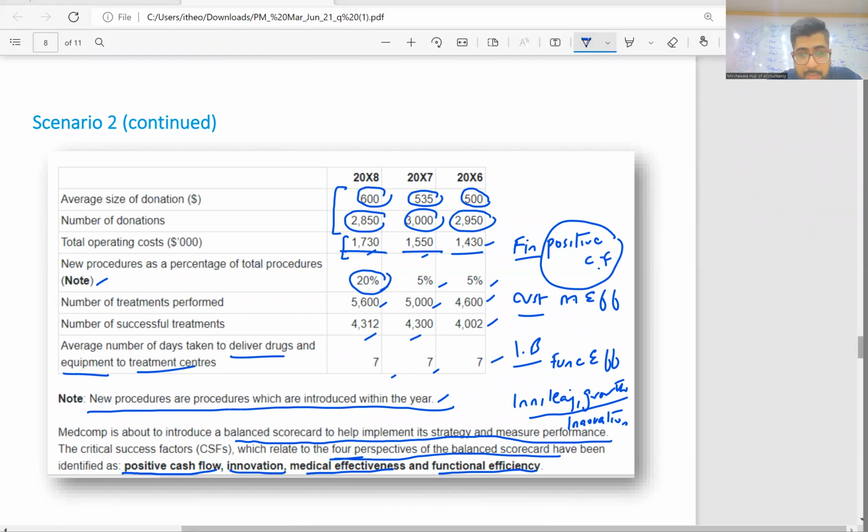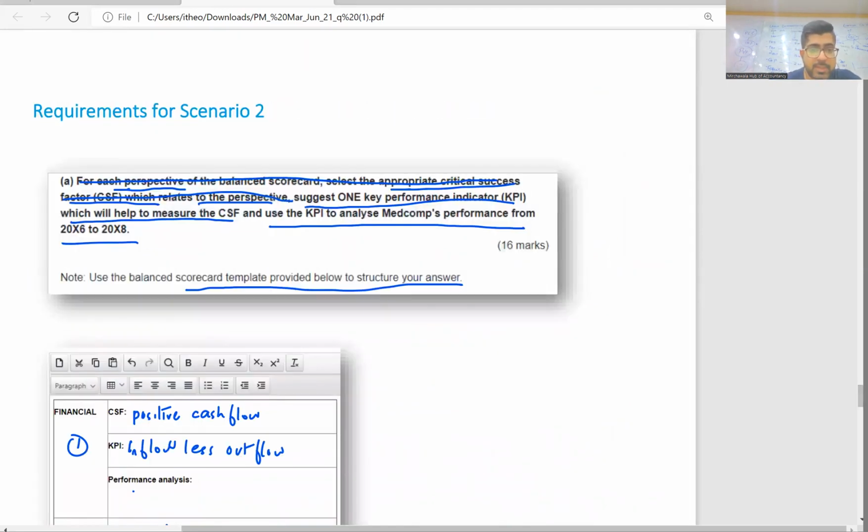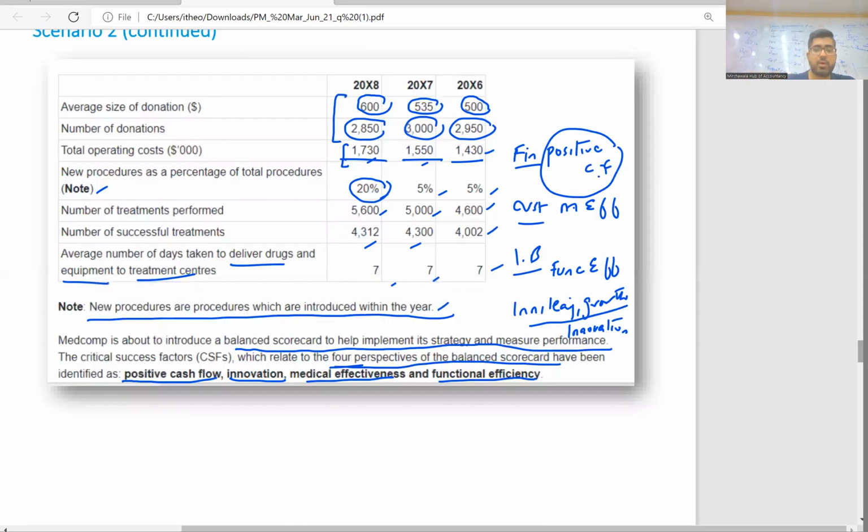Okay. Now, the third job which you have to do in this template, performance analysis. Suggest one key performance indicator and use that KPI to analyze performance from 2006 to 2008. So let's focus on innovation first. The critical success factor was innovation, out of all these 4. The indicator KPI to measure innovation was new procedures as a percentage of total. Now use this KPI to assess performance from 2006 to 2008.